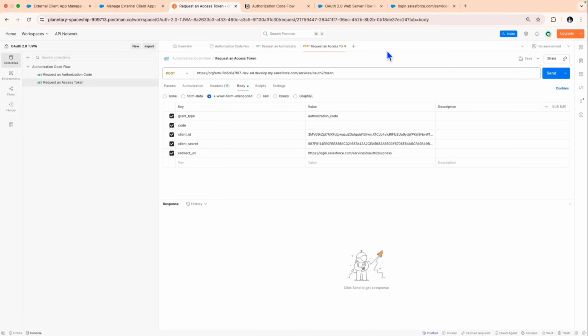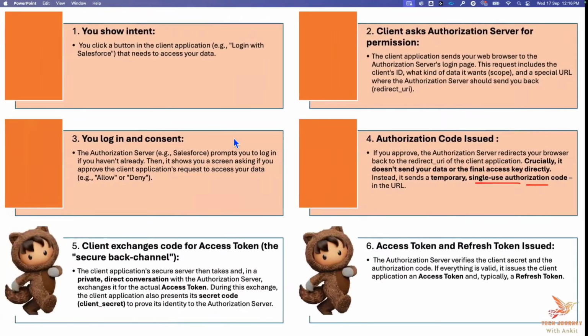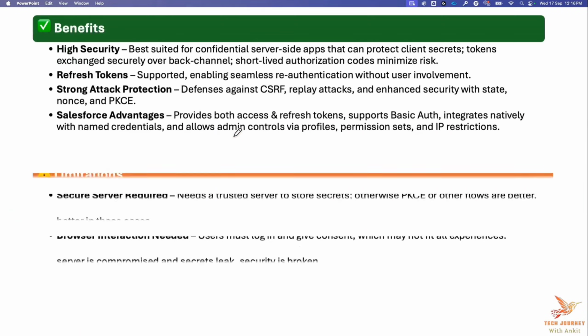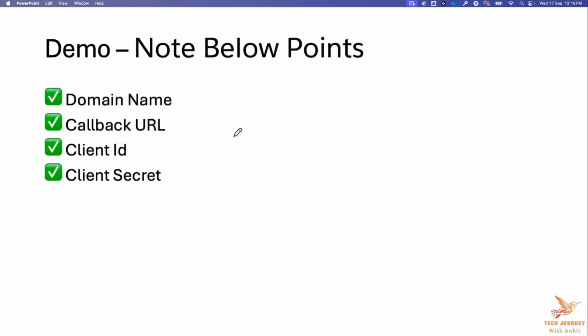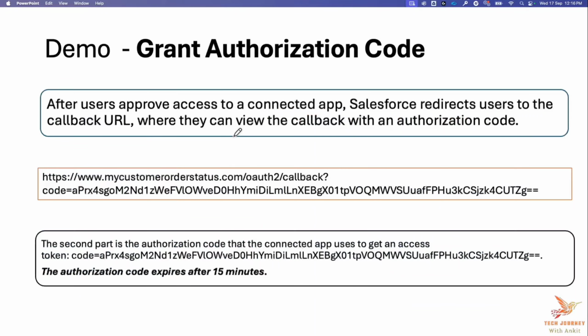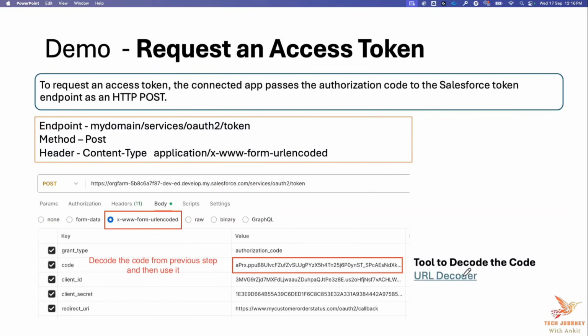Now coming back to the code. The code is something that we already received, right? When we sent the request. But what we have to do now is decode that code, because the code that you have is available in the encoded form, but while sending the request you have to decode this code. To decode the code there are many tools which are available.